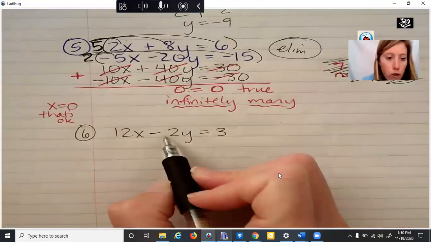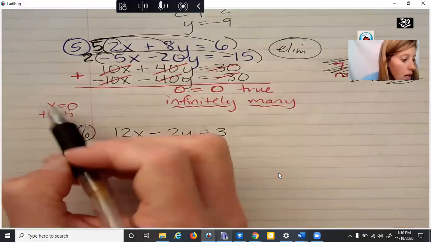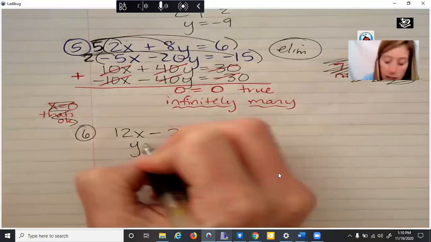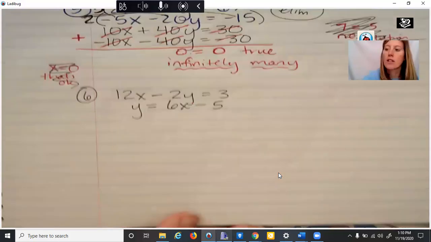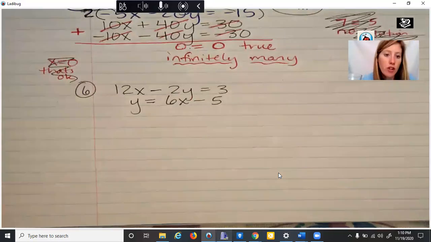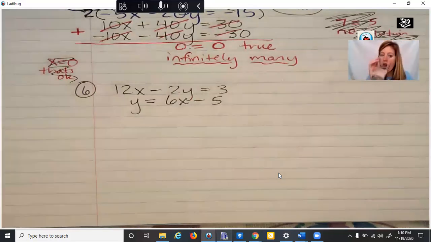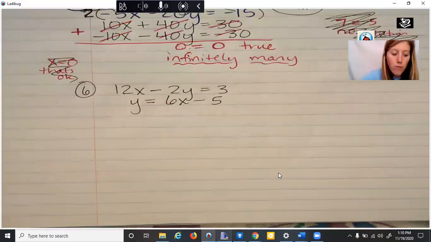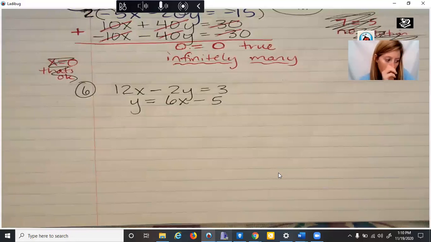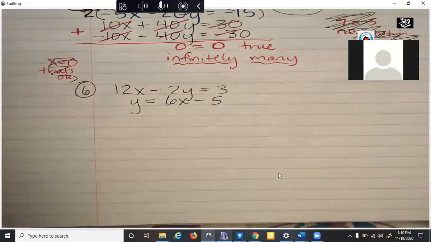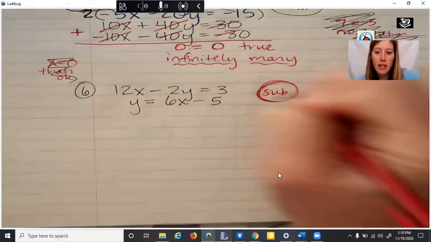12x minus 2y equals 3, and y equals 6x minus 5. 12x minus 2y equals 3, y equals 6x minus 5. All right, Alexis, elimination or substitution? Substitution. Very good.